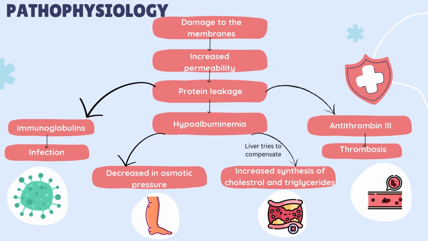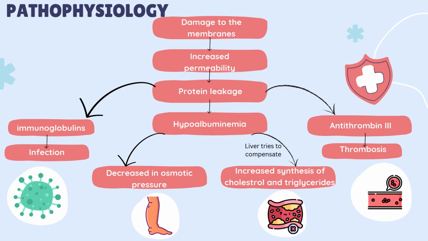So what really happens in nephrotic syndrome is there'll be damage to the membranes. Once the membrane gets damaged, there'll be increased permeability to the protein, hence the protein leakage. So we will lose our immunoglobulins, our albumin, that is the main protein, and also our anticoagulant protein, that is antithrombin 3. Once we lose our immunoglobulins, the patient will be at risk of developing infections. The loss of albumin also results in a decrease in the osmotic pressure, hence the patient will present with edema.